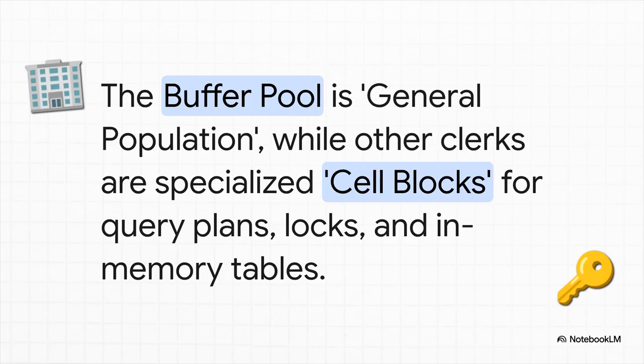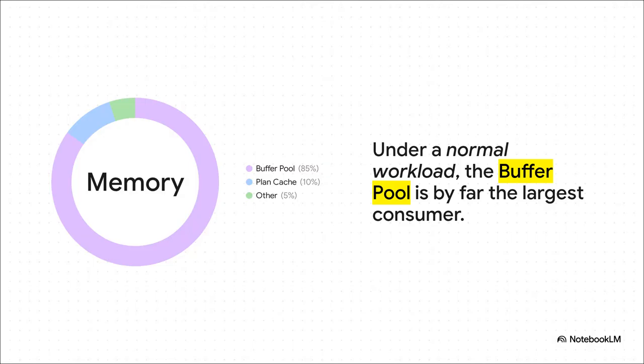But then you have all these other specialized memory needs, right? Like query plans, locks, in-memory tables. They each get their own dedicated cell blocks, managed by their own clerk. So, under a normal workload, your server's memory might look something like this. The buffer pool, our general population, is taking up the lion's share, maybe 85% of the memory, just holding on to cache data.